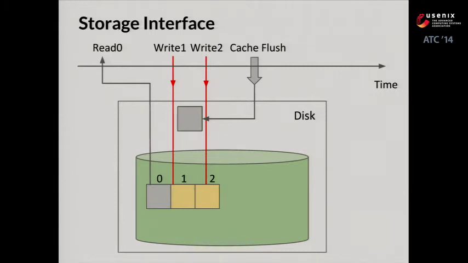Thus, the cache flush command serves as a barrier for previous writes. In practice, this cache flush command is issued by applications via the fsync system call or by a file system that implements atomic operations.